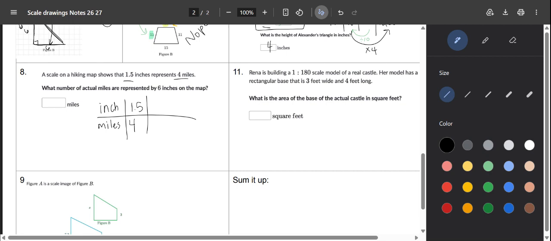Now, I don't know off the top of my head how to get from 1.5 to 6, but I do know if I double 1.5, it takes me to 3, and then I can double it again to get to 6. So we're allowed to do that. If I'm going to double the inches, I also have to double the miles. And that tells me that 6 inches on the map would represent 16 miles in real life.